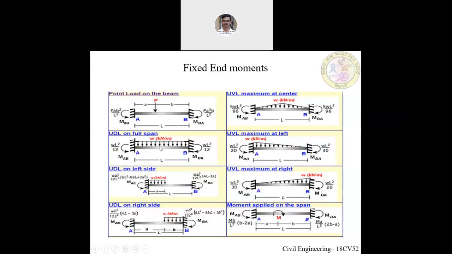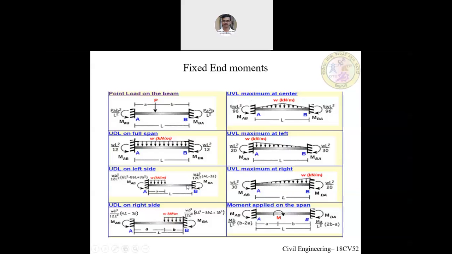We are applying a uniformly distributed load. Since it is symmetrically loaded, the end moments at both supports should be equal and opposite. It is wL²/12 in the anti-clockwise direction at A. You can take it as minus wL²/12 because our sign convention is anti-clockwise negative and clockwise positive. And on the right-hand side at support B, we have wL²/12.